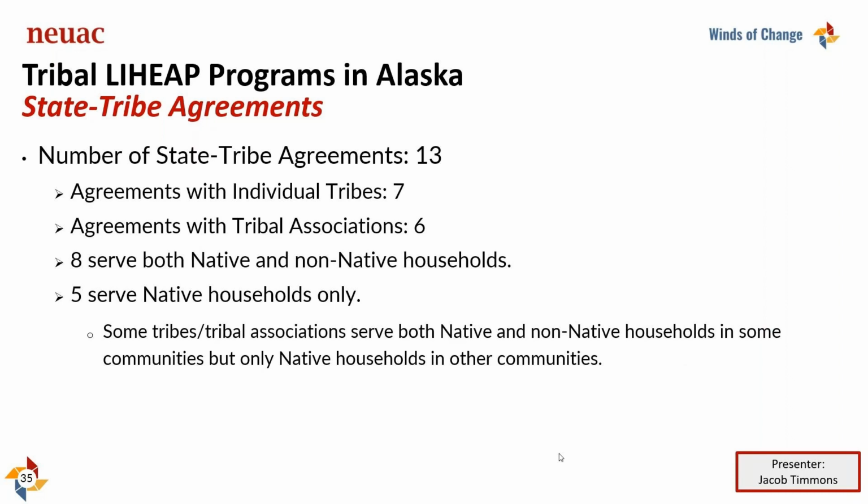I'll be presenting a little bit of information on Alaska in general, and just so everyone knows, I'm presenting from the perspective of APIA and don't speak for any of the other tribal organizations there. So Alaska has 13 tribes that are running their own LIHEAP programs. 7 are with individual tribes and 6 with tribal consortiums. 8 are serving both native and non-native households, and 5 serve native households alone. So there's quite a bit of difference in the way that our tribal organizations run our programs and the best way to benefit our tribal citizens.